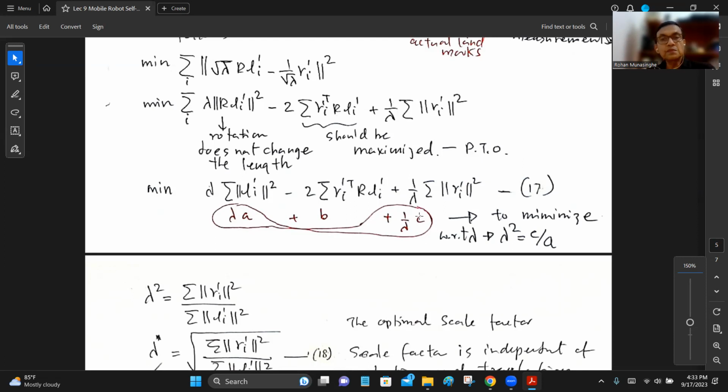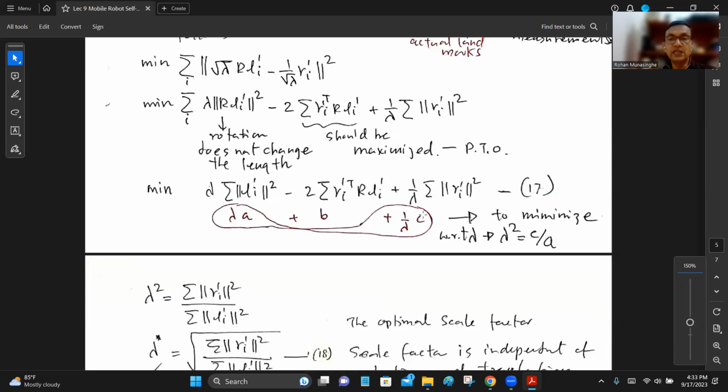Now, if you look at equation number 17, right? Forget about the middle term for the moment. Look at the first term and the third term. The first term is lambda times some value a, and the last term is 1 over lambda times some value c. So if you have a function like that, lambda a plus 1 over lambda c, and you want to minimize that function, what you can do is to differentiate with respect to lambda and set it equal to 0 and find out what the lambda is. So when you do that, it comes into this equation, lambda square is equal to c over a.